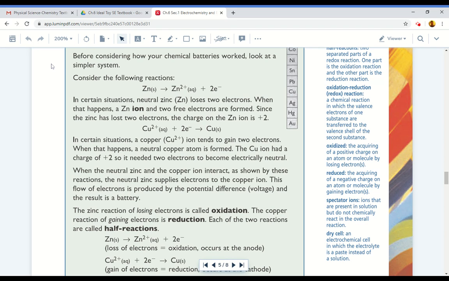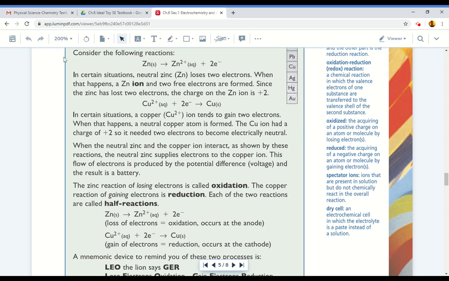Before considering how your chemical batteries worked, look at a simpler system. Consider the following reactions. In certain situations, neutral zinc loses 2 electrons. When that happens, a zinc ion and 2 free electrons are formed. Since the zinc has lost 2 electrons, the charge on the zinc ion is positive 2.